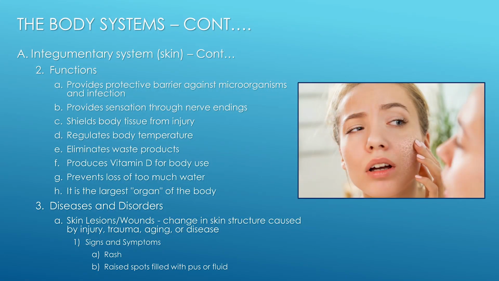Functions: provides a protective barrier against microorganisms and infection, provides sensation through nerve endings, shields the body's tissue from injury, regulates body temperature, eliminates waste products, produces vitamin D for the body to use, prevents loss of too much water, and is the largest organ of the body. Diseases and disorders. Skin lesions and wounds are changes in the skin structure caused by injury, trauma, aging, or disease. Signs and symptoms: rash, raised spots filled with pus or fluid.